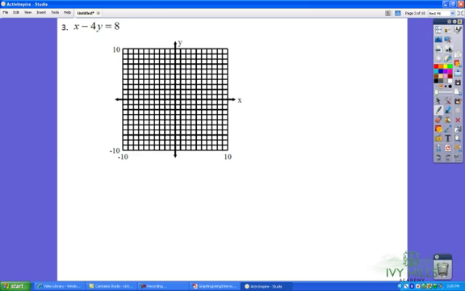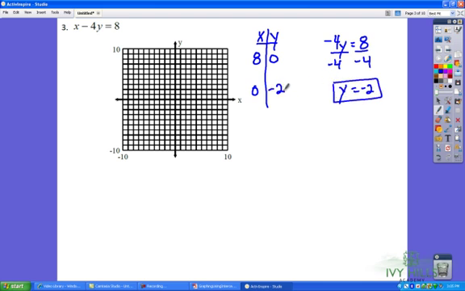For number 3, x minus 4y equals 8. Well, this one turns out to be pretty easy for the x-intercept. If I make y 0 and I eliminate that whole y term, x is going to equal 8. And if I make x 0 to find the y-intercept, I'll be solving negative 4y equals 8. If I divide both sides by negative 4, that gives me a y-intercept of negative 2. So 8, 0, and 0, negative 2. It's going to look something like this. There's 4, 5, 6, 7, 8, so there's my x-intercept. The line will therefore look like this.